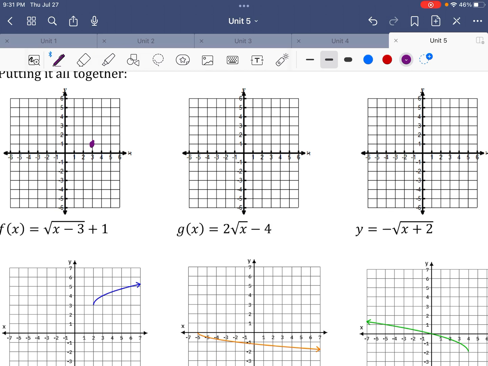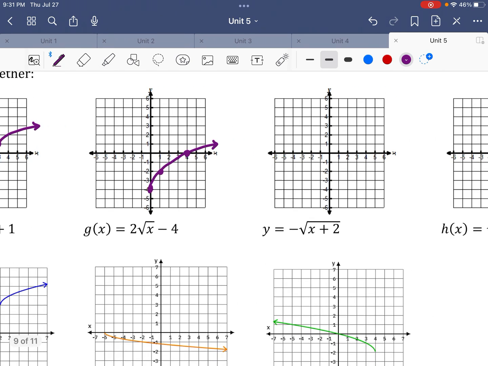So that's going to move us to the right 3 and up 1. And then we have our shape. Okay. 2 radical x minus 4, so down 4. And remember, it stretches taller. And I was going to go to 4, 2, but now it's doubled here. All right, there we go, makes us taller.